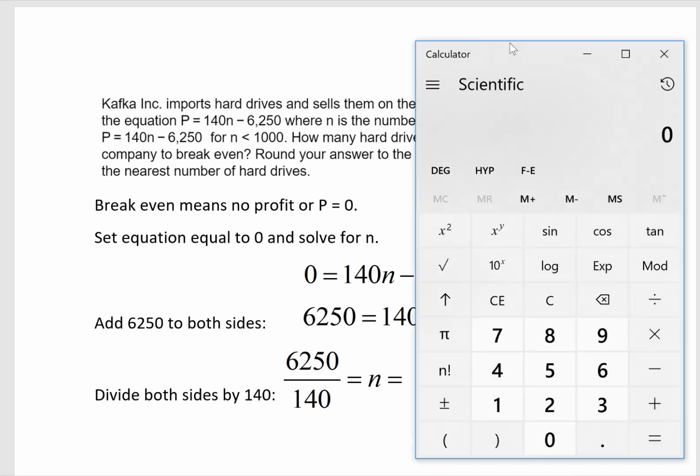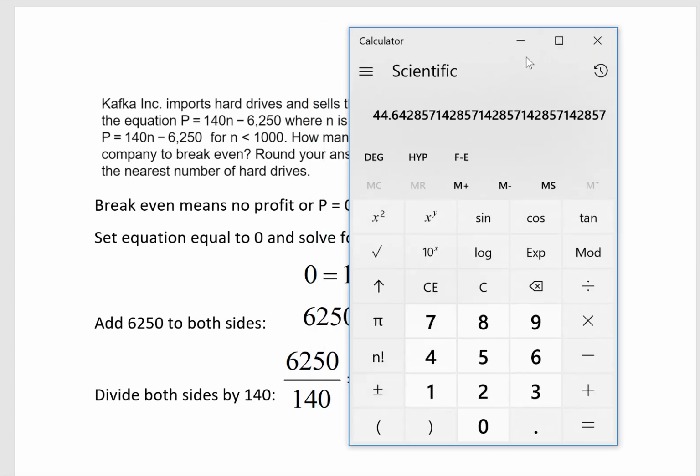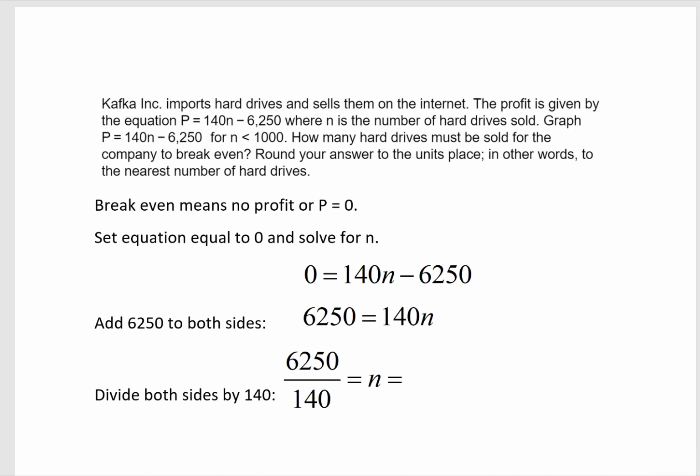and I take 6,250 and divide by 140, I get 44.64, and it says to round to the nearest whole number, so the answer is going to be 45.